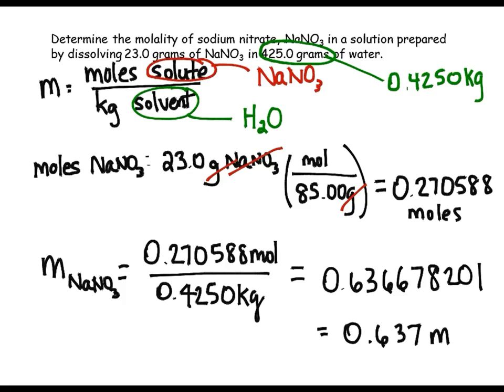0.636678201. Now, significant figures, all we've done is multiply and divide. And so the sig figs are pretty easy to calculate here. You look back in the original number, and you're given 23.0 grams, which has 3 sig figs, and 425.0 grams has 4, and so our answer should have 3. So we're rounding it to 0.637 molal.